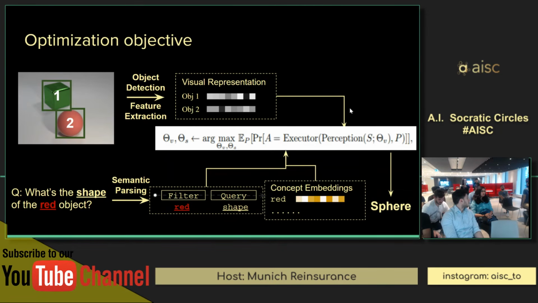What do the perceptions do here? It's the visual part. That's just the visual network, the ResNet combined with the Mask R-CNN. And P is the program. Is it a parse? The parse. Same thing.